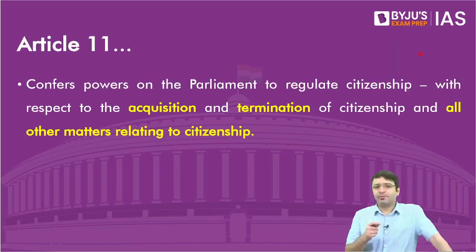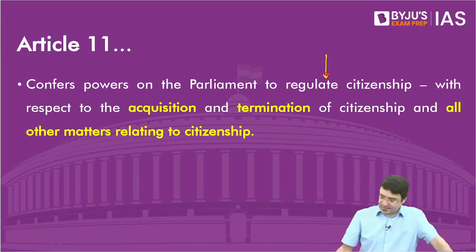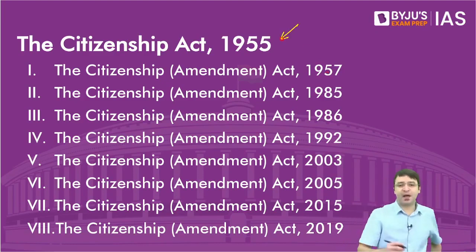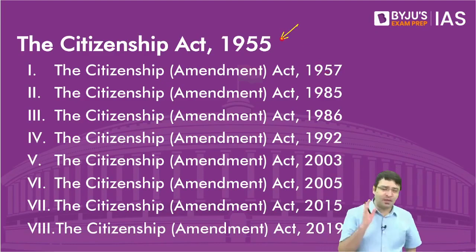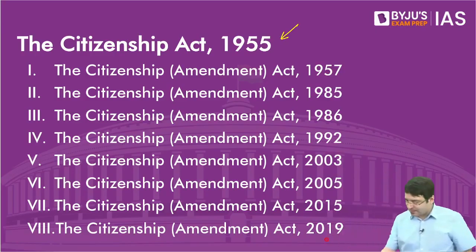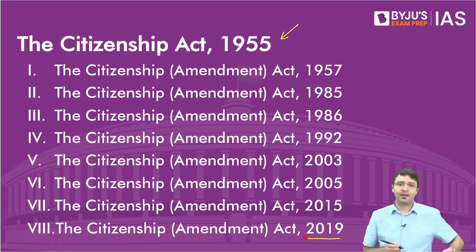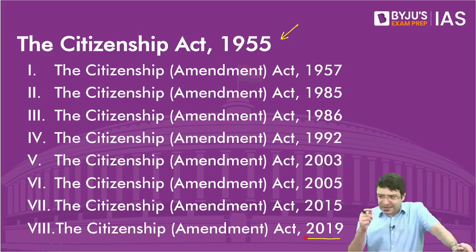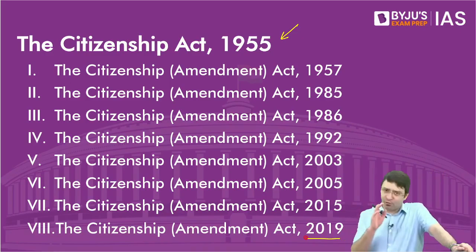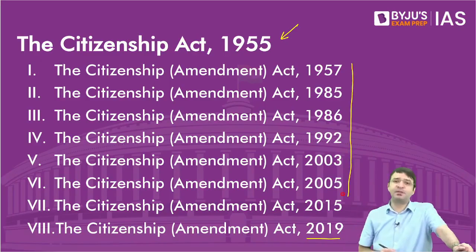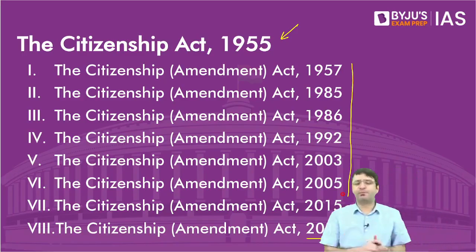Now this citizenship, Article 11 gives the power to the Parliament that you can regulate all matters related to citizenship. And Parliament has done that. It passed a law. The year was 1955, and this law has been amended multiple times. The last time it was amended was in the year 2019. Do you have to remember the years when the Citizenship Act was amended? No. But keep in mind that this Citizenship Act has been amended multiple times because we have had questions in the prelims exam in the past.